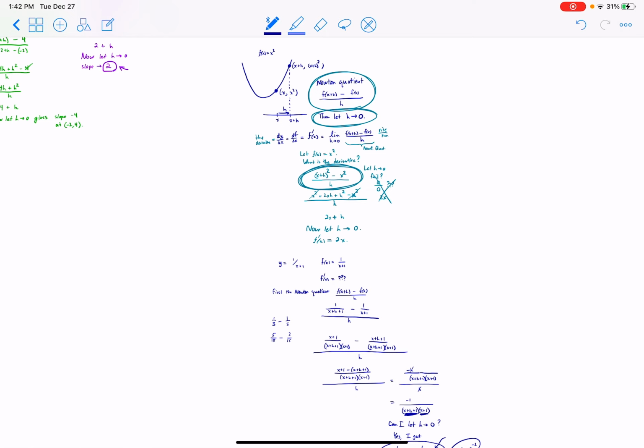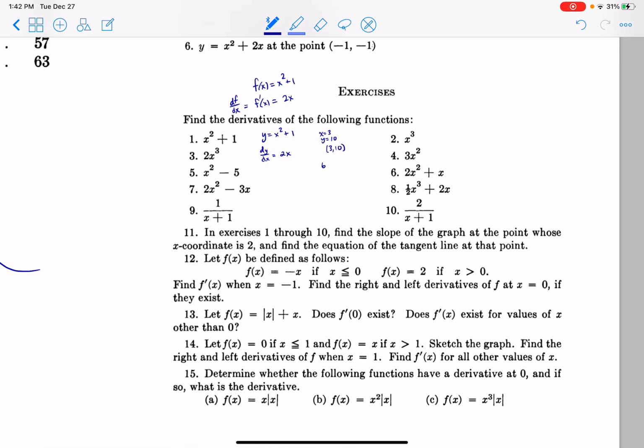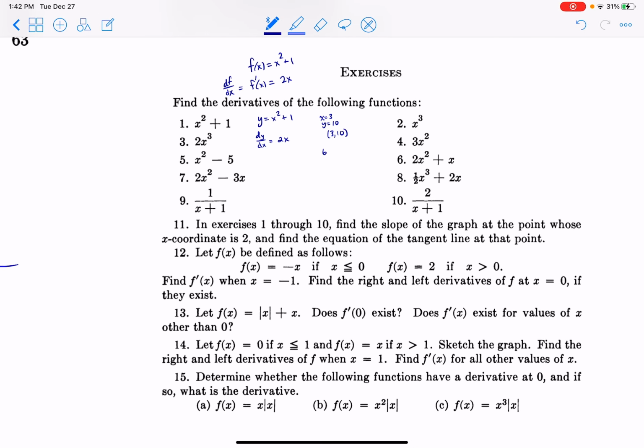Okay, so that shows you how to compute derivatives completely in general. And so now you should try out these exercises yourself.